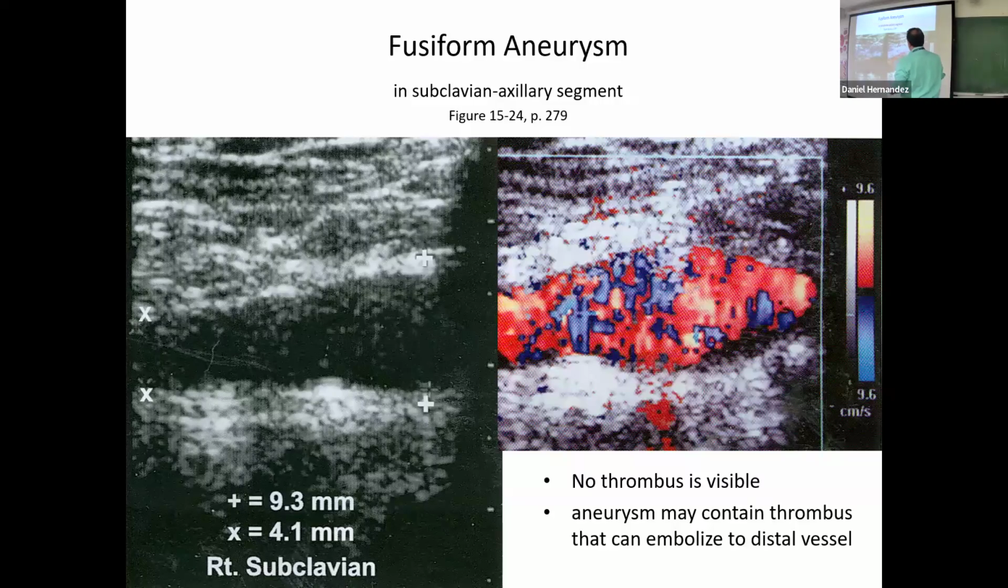So this was showing a fusiform aneurysm now in the subclavian axillary segment. So they're comparing the diameter proximal, I'm sorry, so this is an axillary. So that would be distal, is it right or left? Yeah. And then the aneurysmal segment is going from around 4 millimeters up to 9.3 millimeters. So it's more than doubling. So that definitely fits the criteria for an aneurysmal segment. And with color on, there was no visible thrombus. So it fills completely with color now. So there's no evidence of thrombus within that actual aneurysm.